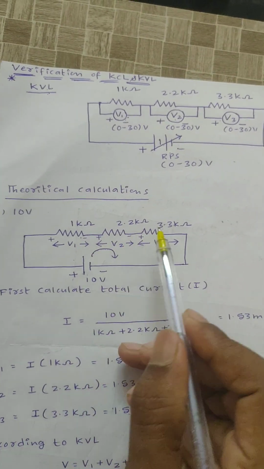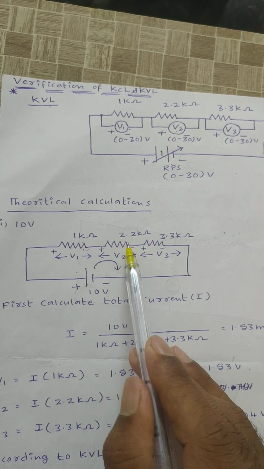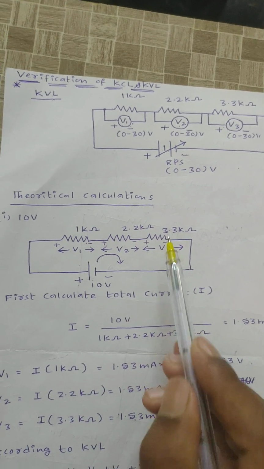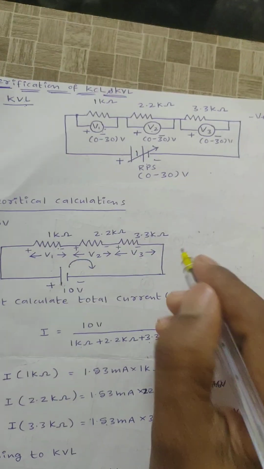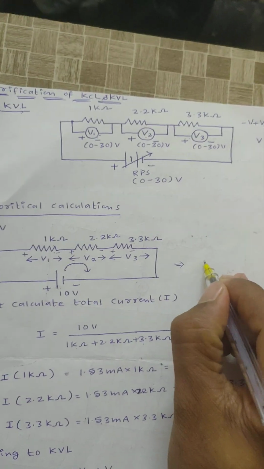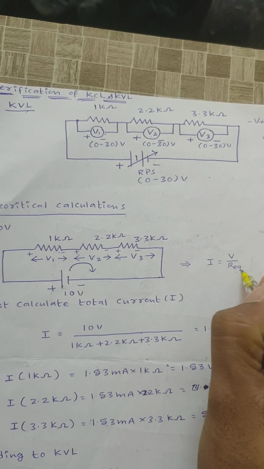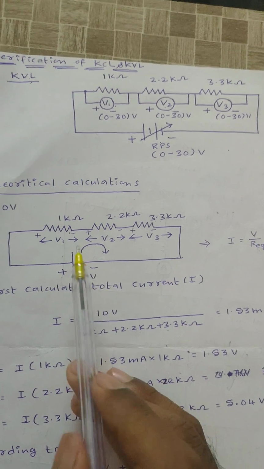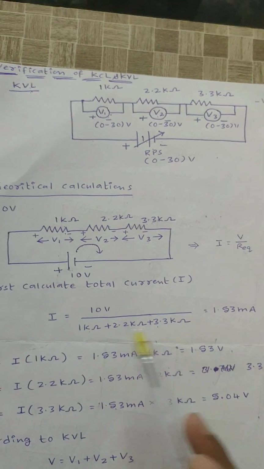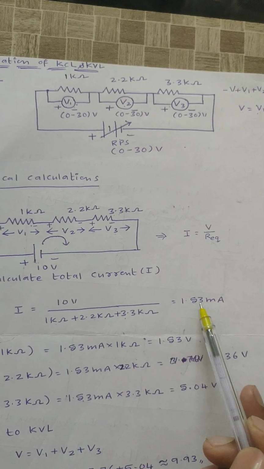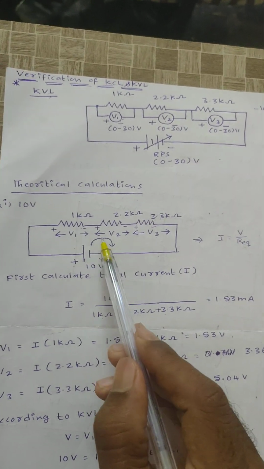Now see here, from the circuit, first of all I need to calculate the total current I. Here three resistors are connected in series, so R equivalent will be 1 kilo ohm plus 2.2 kilo ohm plus 3.3 kilo ohm. Then current I is equal to V by R equivalent. V value will be 10 volts, and R equivalent is 1 kilo ohm plus 2.2 kilo ohm plus 3.3 kilo ohm. Then I will get the current value as 1.53 milliamperes. The calculation of current is over.